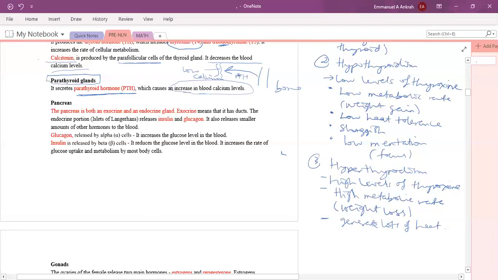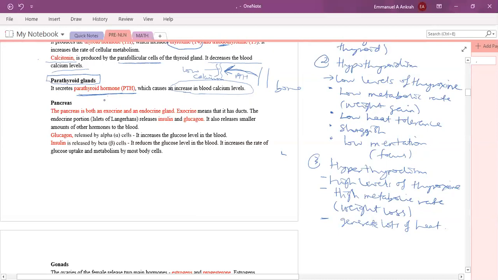The parathyroid hormone will break down the bone and cause it to release calcium into your blood to increase the calcium levels. So that's what it does. In other words, it works antagonistically to the calcitonin. They're opposites of each other. So know the function of calcitonin and the function of the parathyroid hormone.